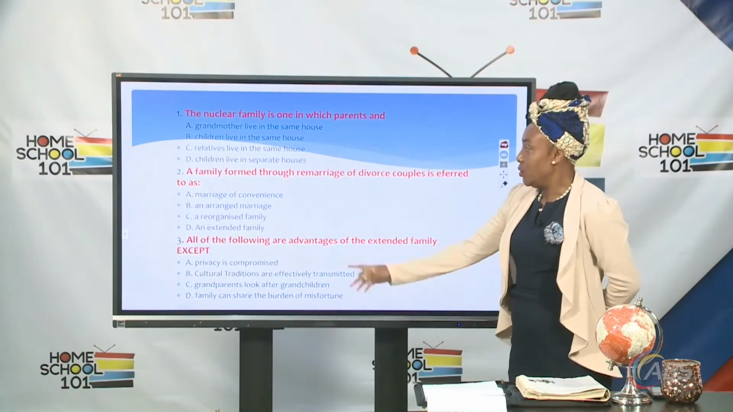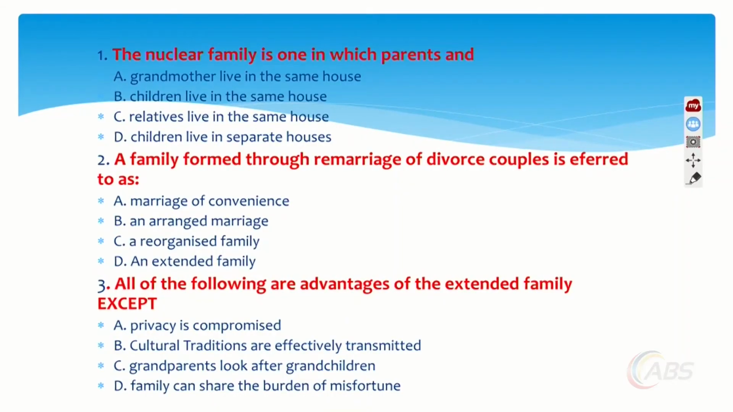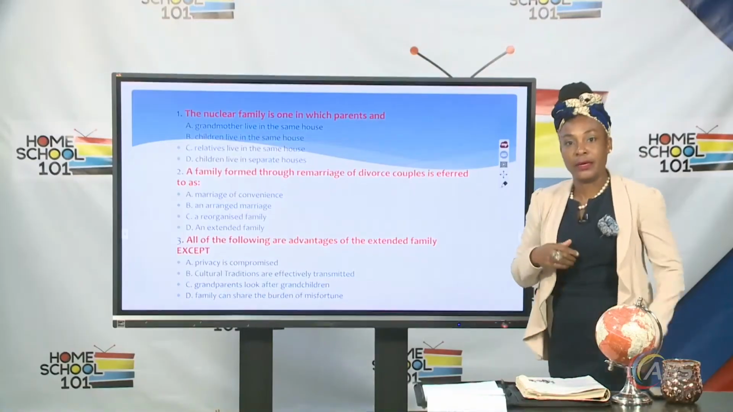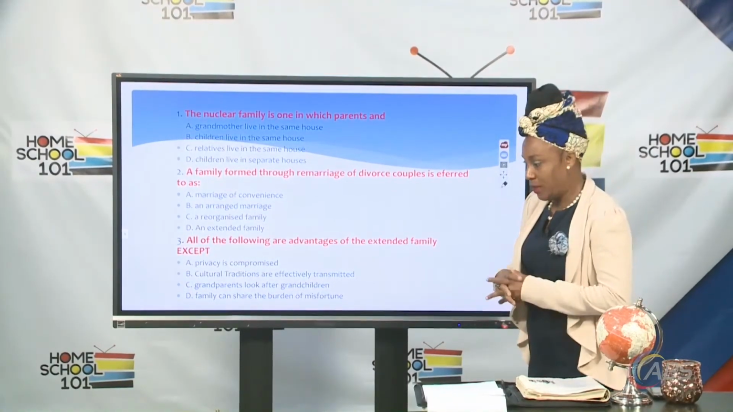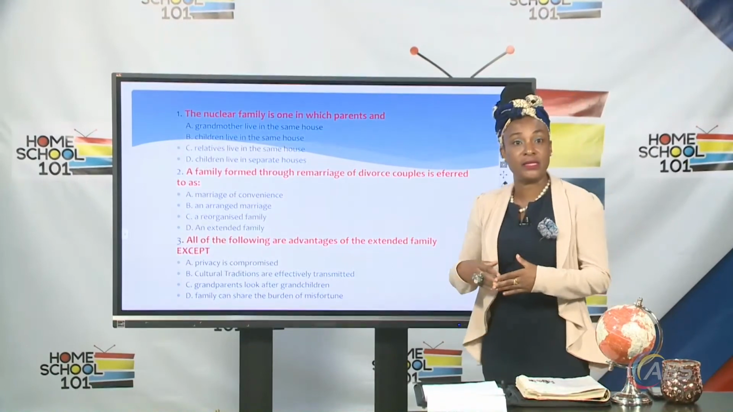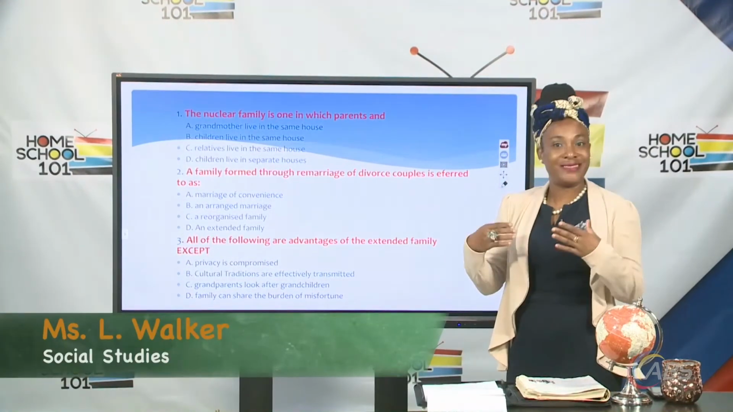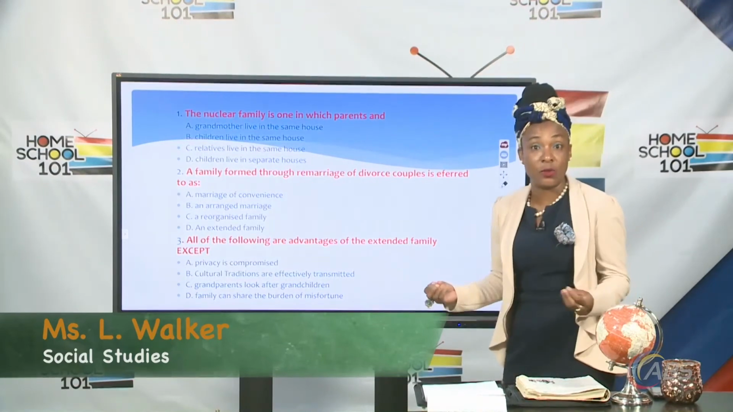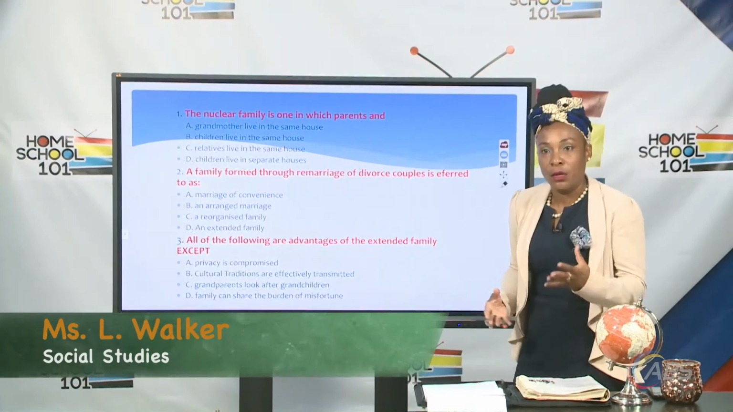Very well. Number 2, a family formed through marriage of divorced couples is referred to as A. Marriage of convenience, B. An arranged marriage, C. A reorganized family, or D. An extended family. Again, you have to go back to your definition. What is a nuclear family? What is a sibling family? What is an extended family? What is a reorganized, what is a blended family? Go back to your definitions.